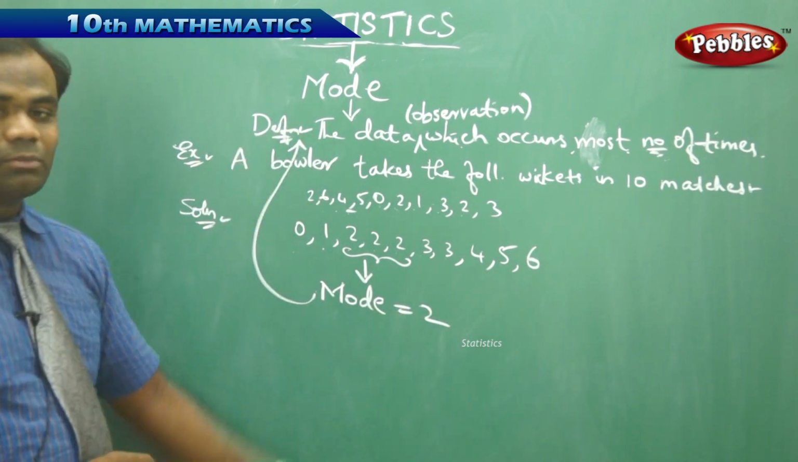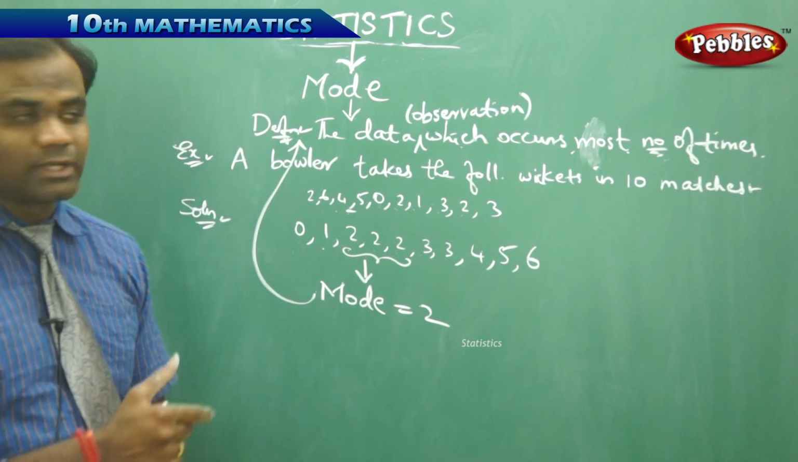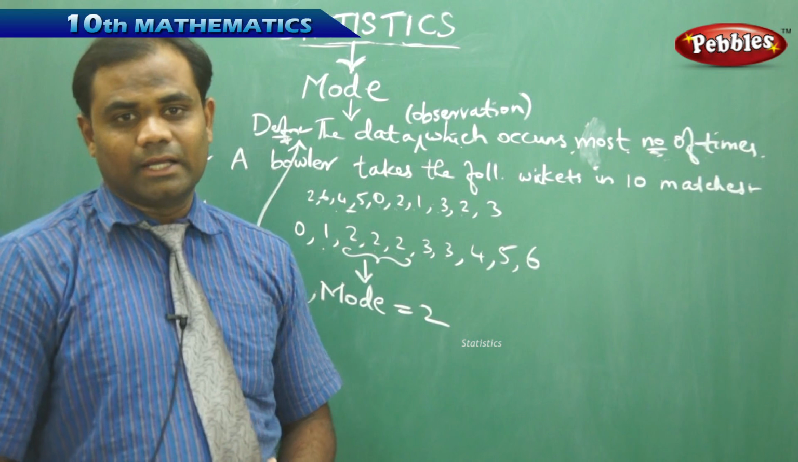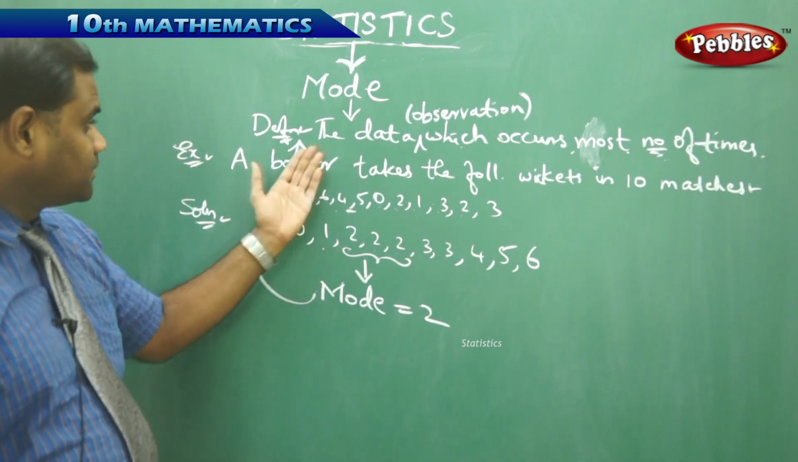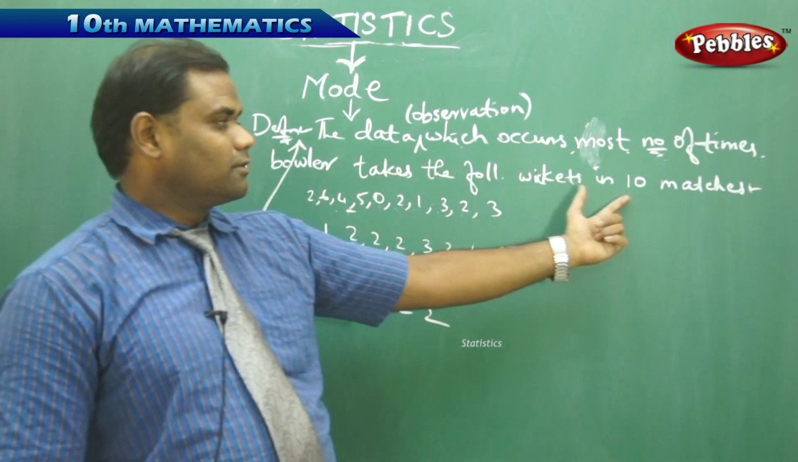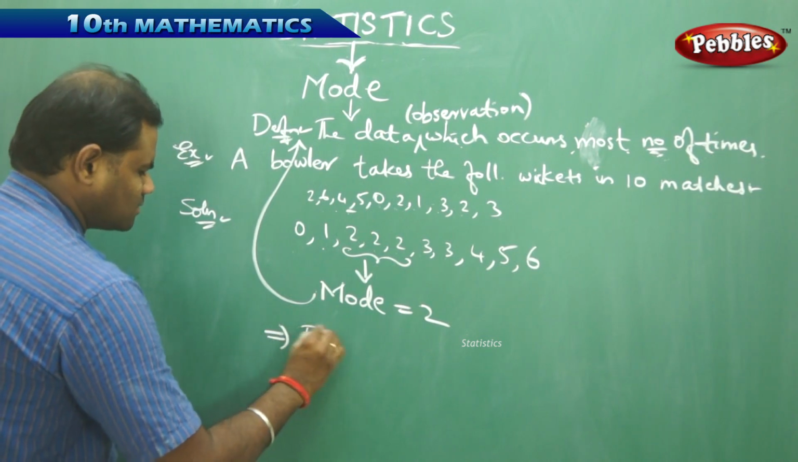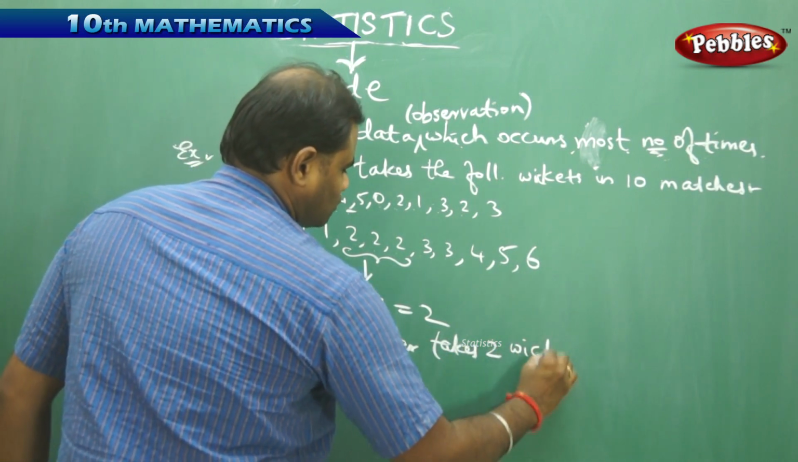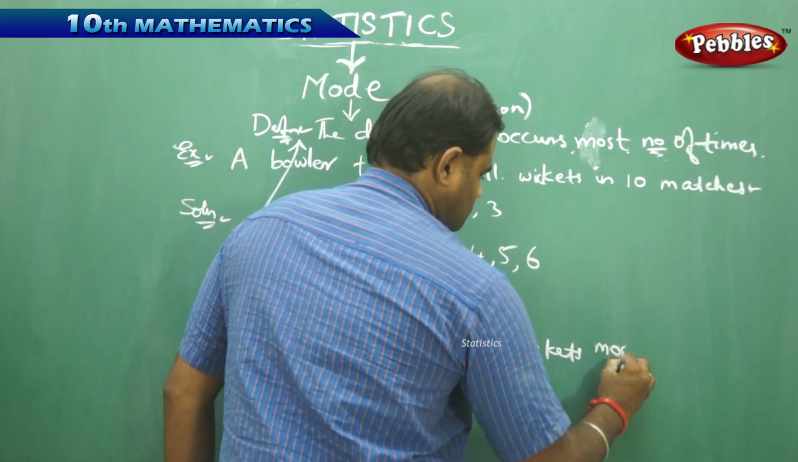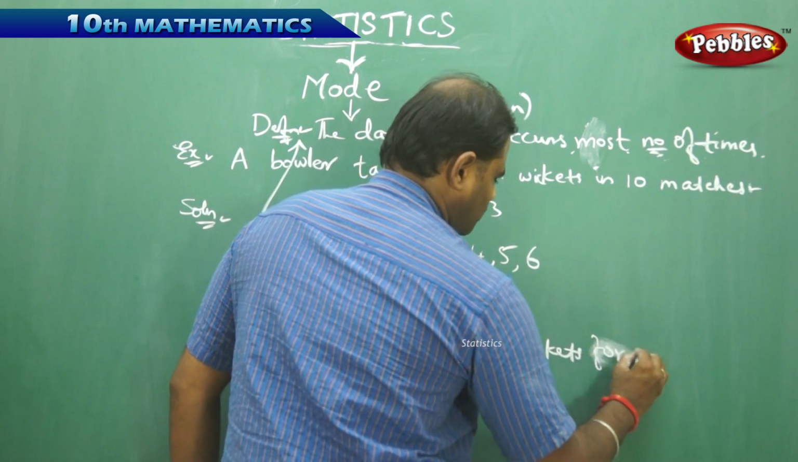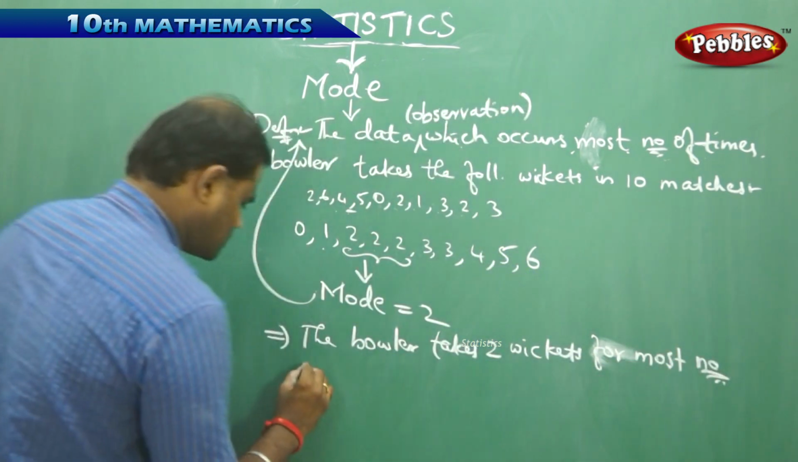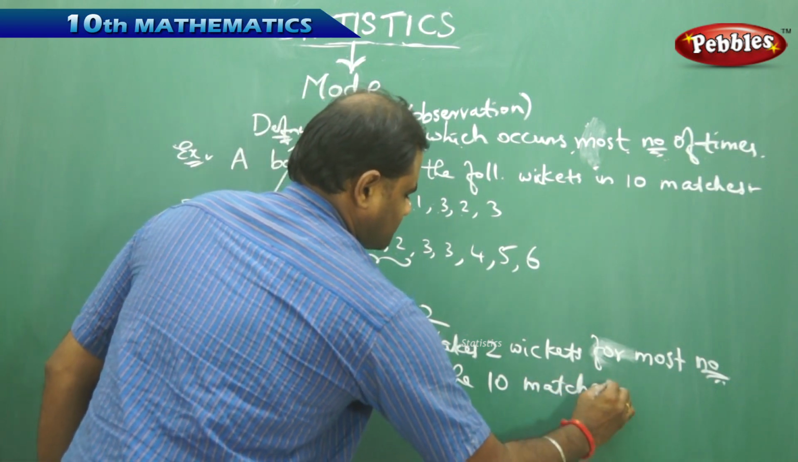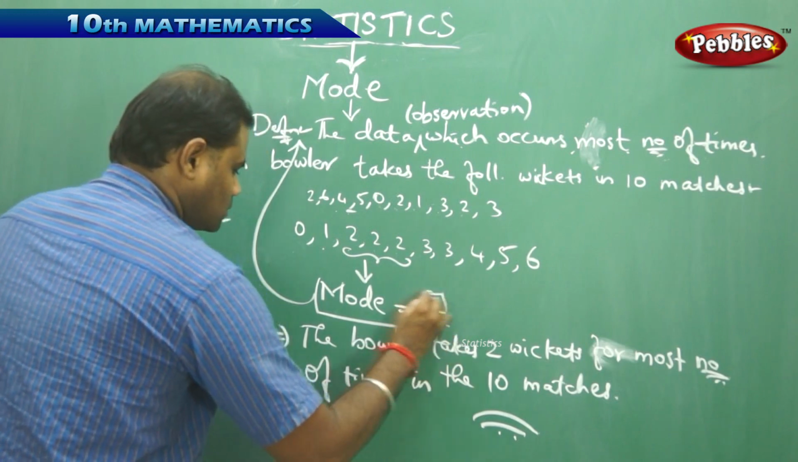When the mode is 2, what does this mean in real life is the biggest question here in case of mode. What do we mean by understanding that mode is 2? When I take the real life situation of a bowler taking the following wickets in 10 matches, mode equal to 2 implies the bowler takes 2 wickets for most number of times in the 10 matches. That is how we understand it through the mode.